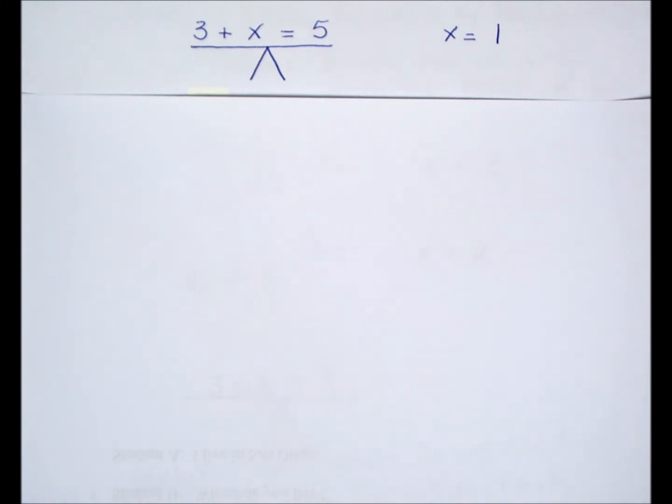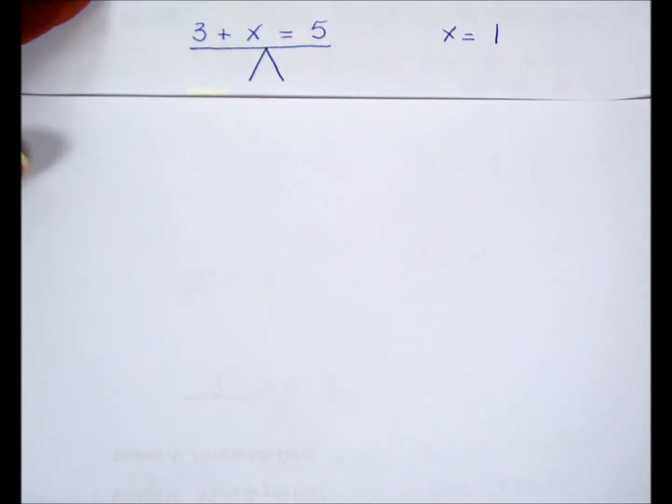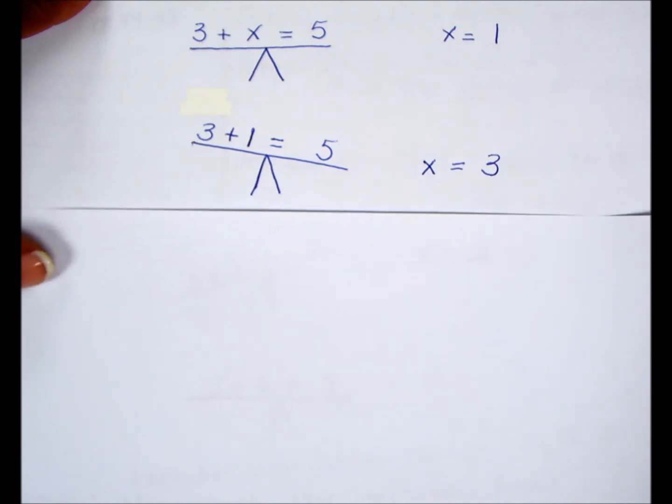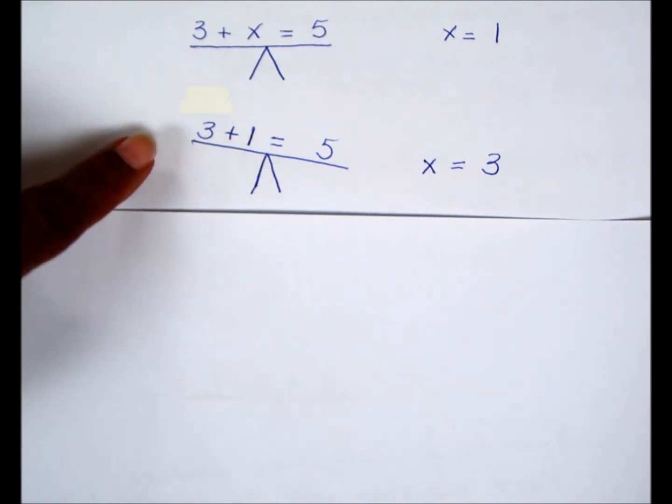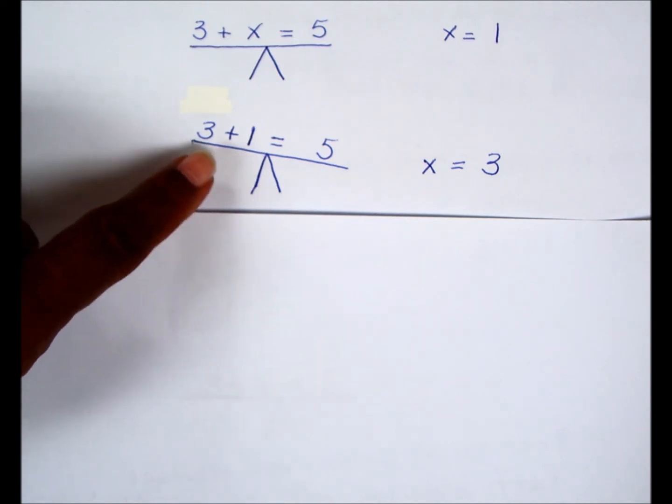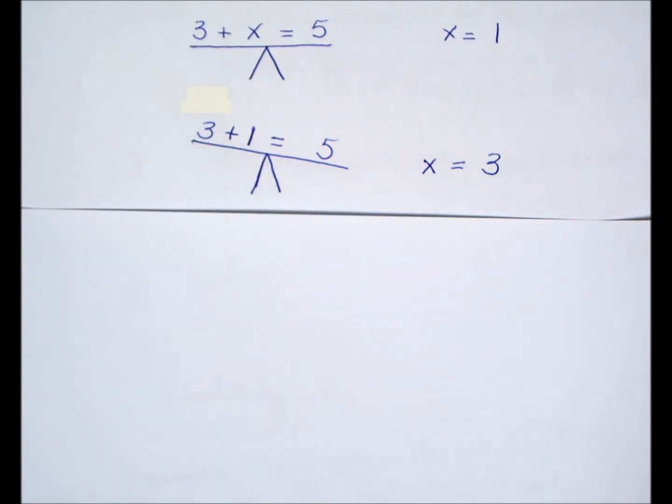So let's look at this example. 3 plus x is equal to 5. If I decide that x is equal to 1, it's unbalanced. It's heavier on the 5 side because 3 plus 1 only equals 4. So it's heavier on the 5 side. So it is not balanced.